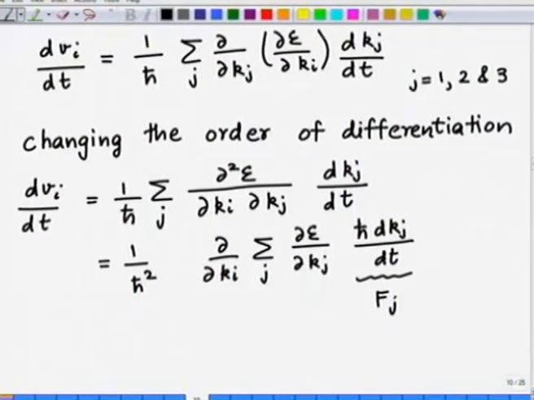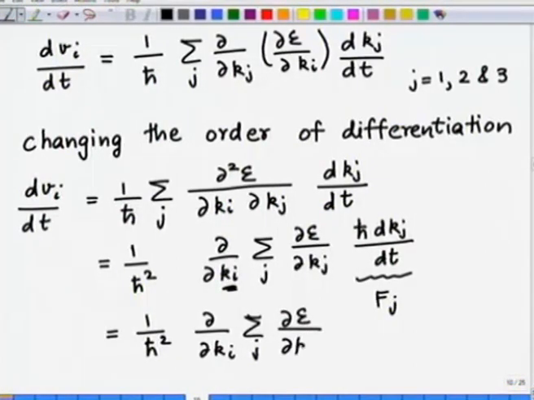So, I can write this as, and remember this has been possible because this force does not depend on k_i, so its derivative with respect to k_i is 0. This force is the external force. So, I write this as 1 over h bar square del by del k_i, and I am going to write this quantity as summation over j of del E by del k_j f_j.